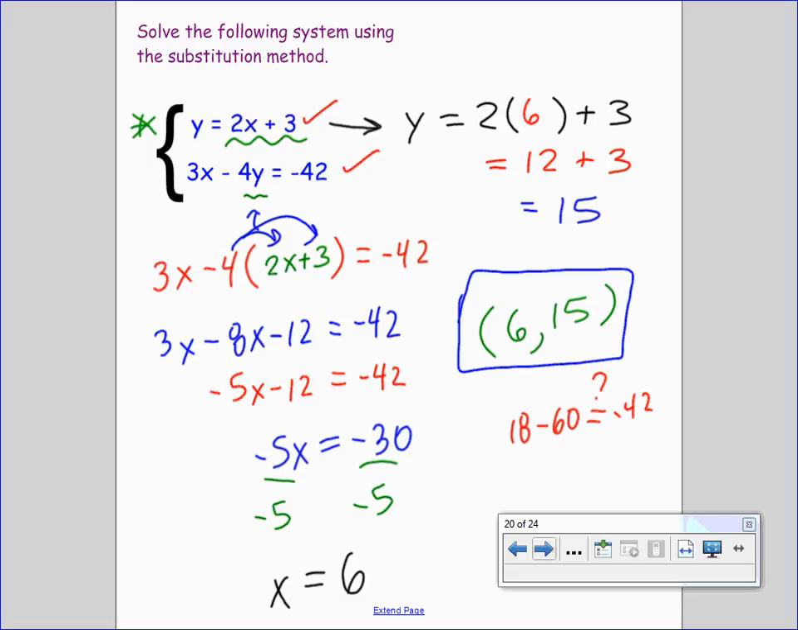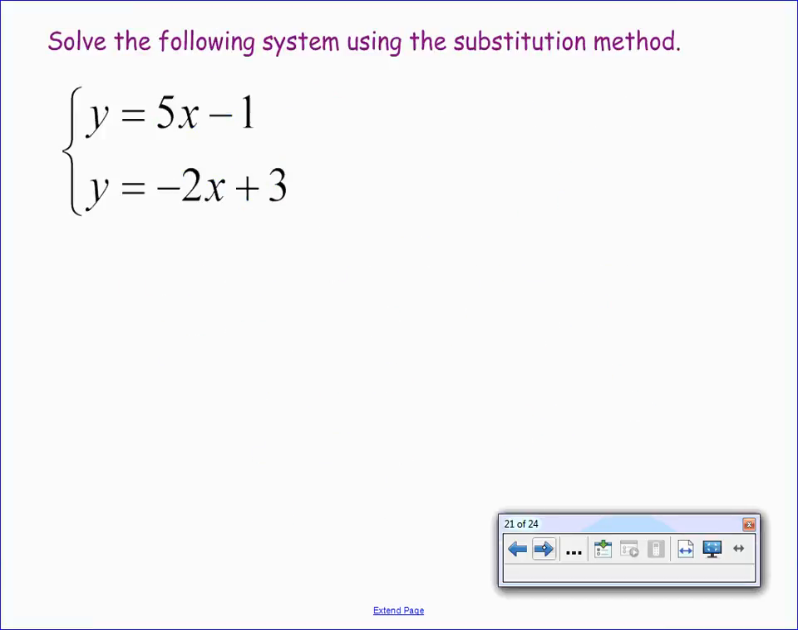So that's the general scheme. For the substitution method, I make sure that one of the equations is solved for one of the variables. Sometimes I have to do that; sometimes it's already ready to go. Doesn't matter if it's x equals or y equals, but I need to have one of the equations solved for one of the variables. Then I'll rewrite the other equation, but substitute in what that variable is equivalent to, generating a single equation with a single variable. Solve, and then go back to the first equation to get the corresponding value.